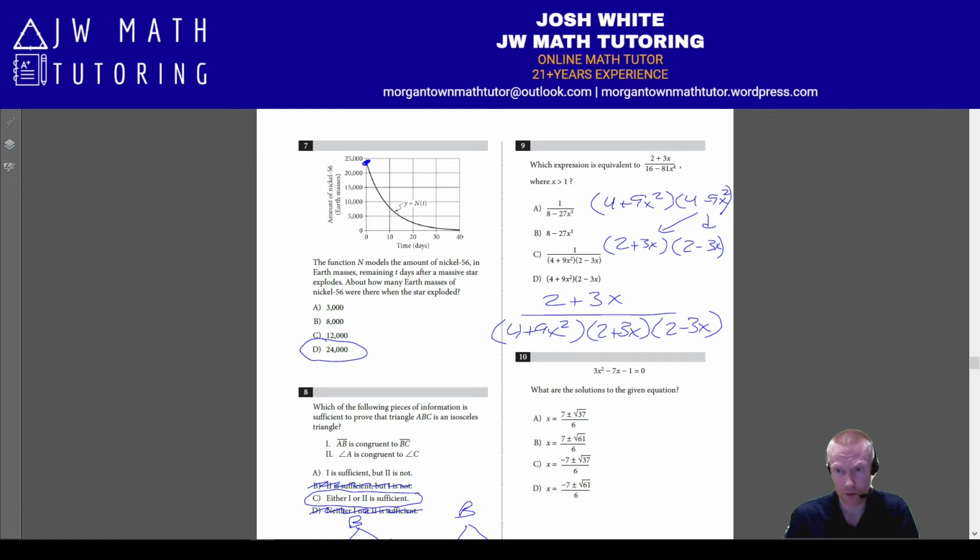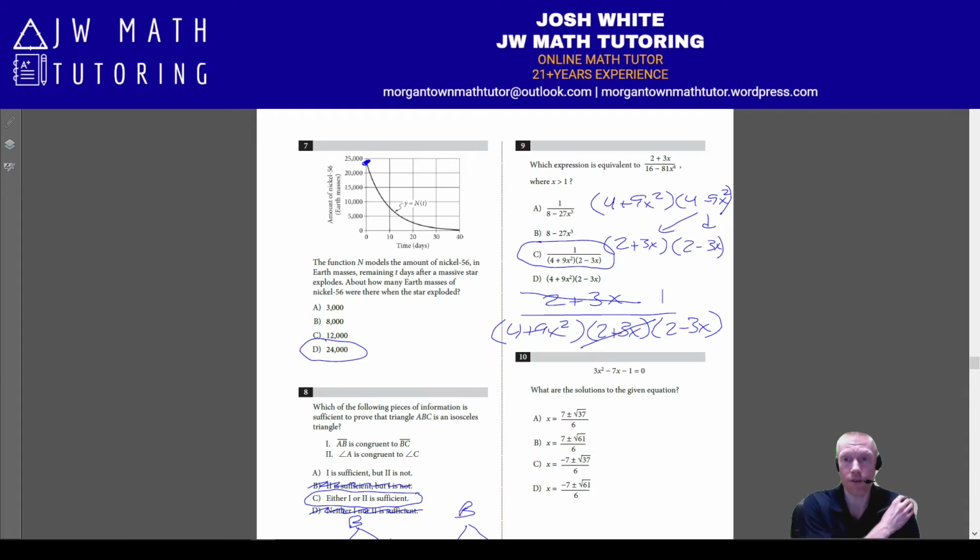Then we can cancel out the 2 plus 3x on top with the 2 plus 3x on the bottom, because they are entire expressions that match up. On top, everything cancels out, so you're just left with a 1. On the bottom, you have the 2 minus 3x and the 4 plus 9x squared. So the correct answer to this is going to be letter C here.